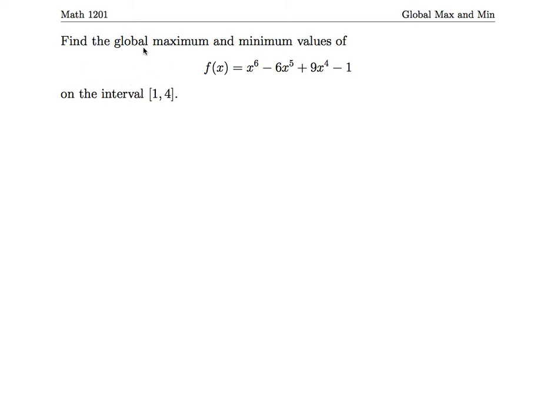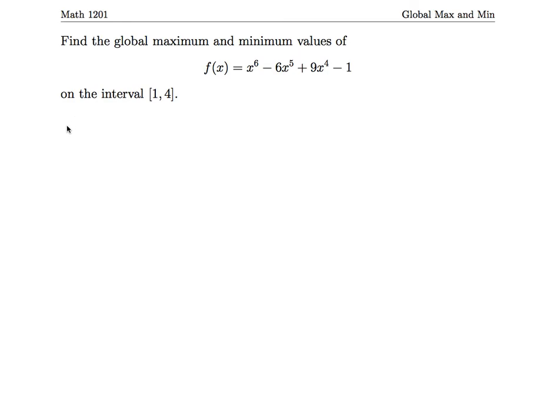In this video, we are going to find the global maximum and minimum values of the following function, and we are restricting ourselves to the closed interval from 1 to 4. The strategy that we're going to use here is often called the closed interval method.